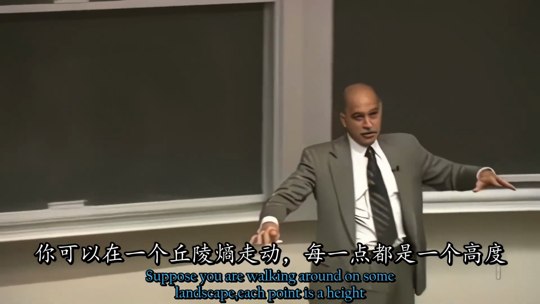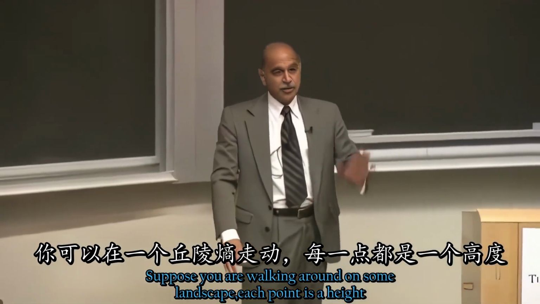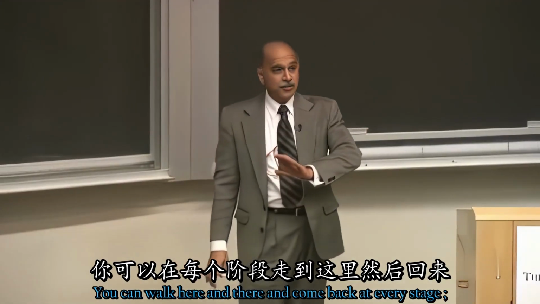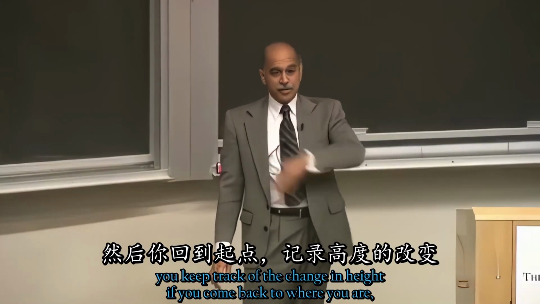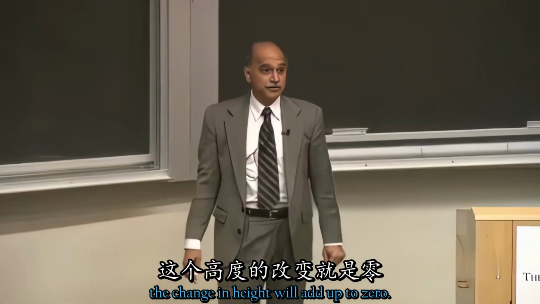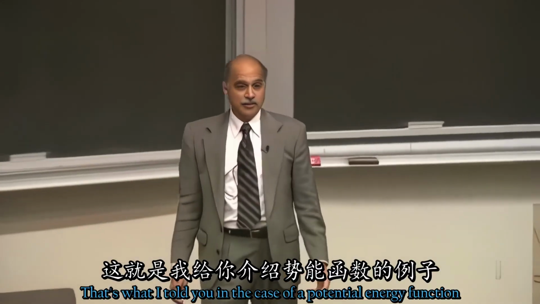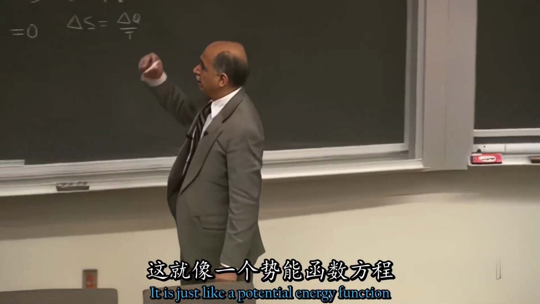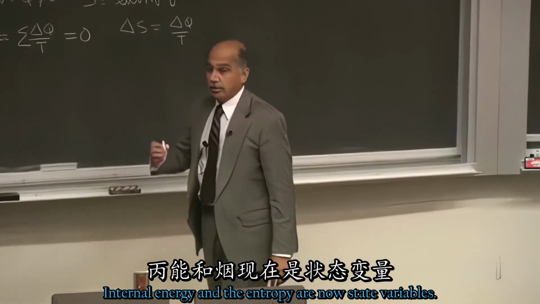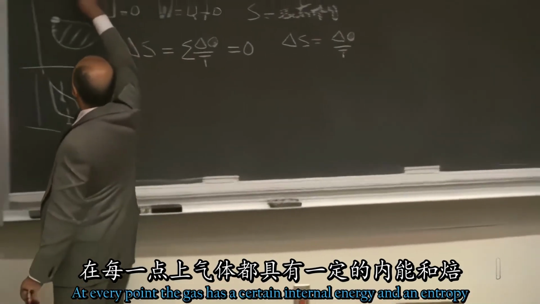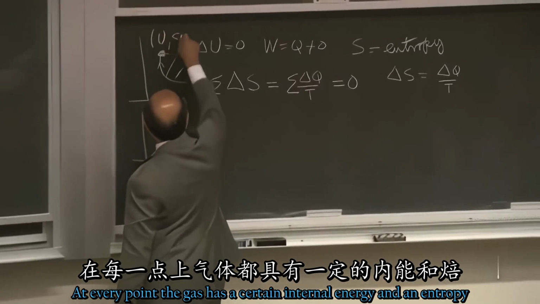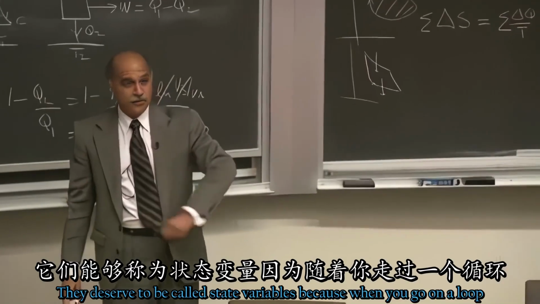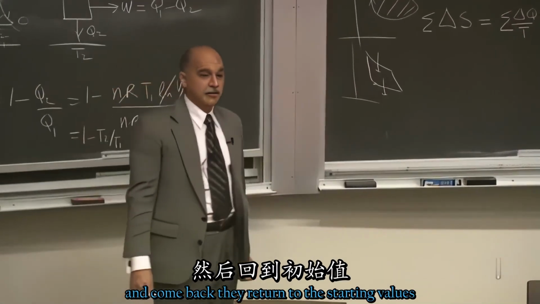Suppose you're walking around on some landscape. Each point has a height. You can walk here and there and come back. At every stage, you keep track of the change in height. If you come back to where you are, the change in height will add up to 0. That's what I told you in the case of a potential energy function. It is just like a potential energy function. The internal energy and the entropy are now state variables. At every point, the gas has a certain internal energy and an entropy. They deserve to be called state variables because when you go on a loop and come back, they return to the starting values.